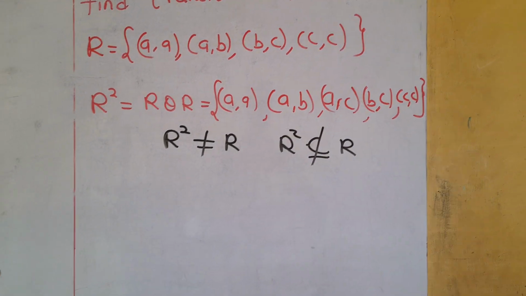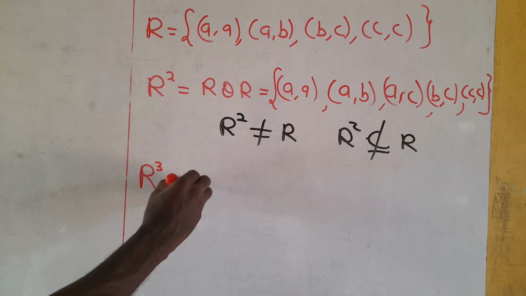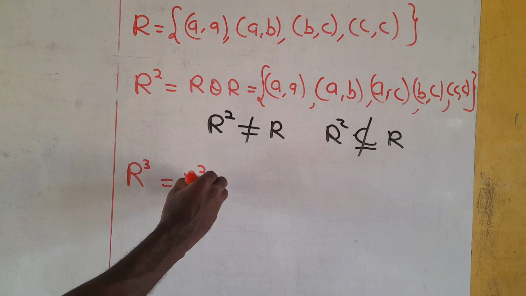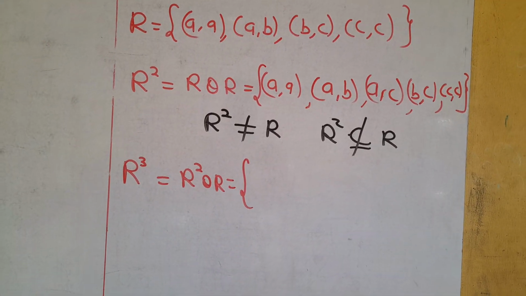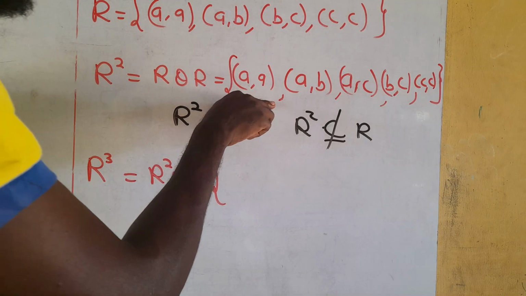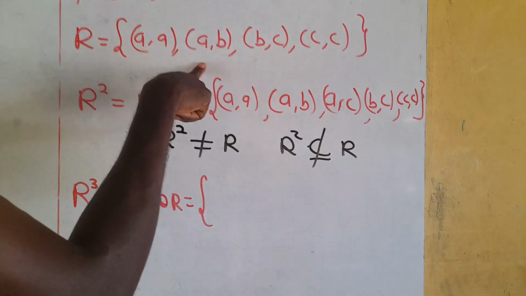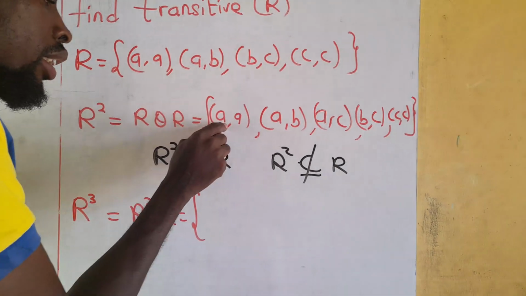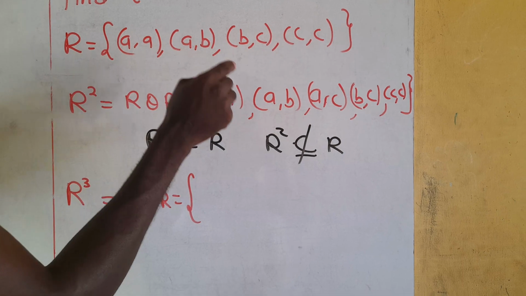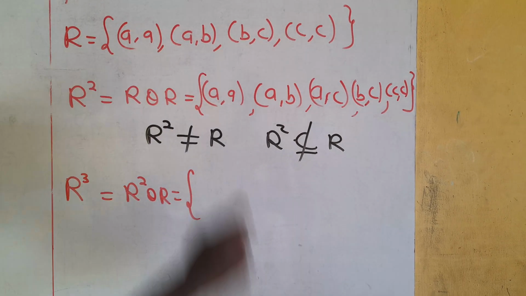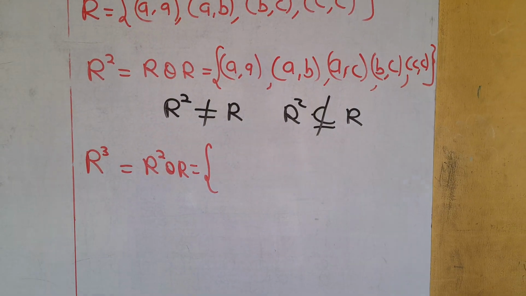Now we'll go further to find our R cube. Our R cube will be equal to R squared composite R. What does that mean? We take each of the other pairs in R squared and compare it with R. If the first relates the second here, then the first here will relate the second here. I hope you get that. So that's how we are going to do it.